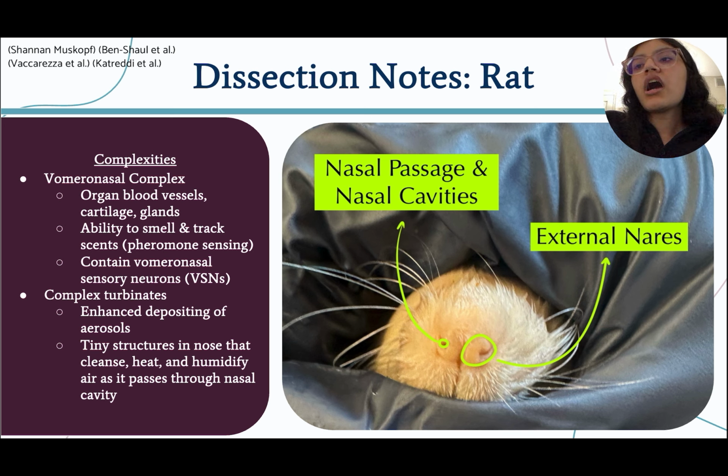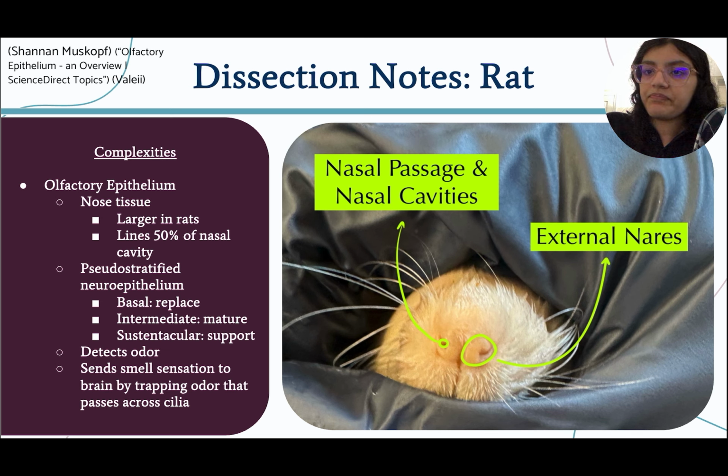And they also allow for enhanced depositing of aerosols, meaning they catch air. The more complex turbinates in rats allow aerosols to be caught at a faster rate and more efficiently, basically because rats are smaller organisms, so they need to be able to defend themselves from all the large particles that can be found in our environment.